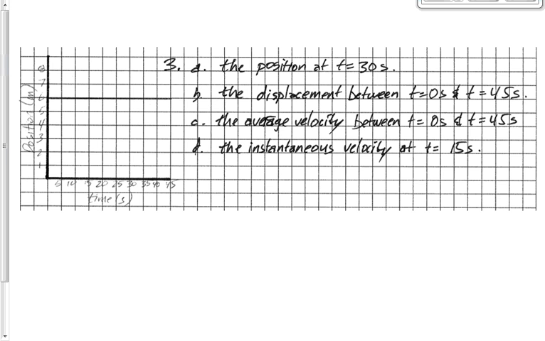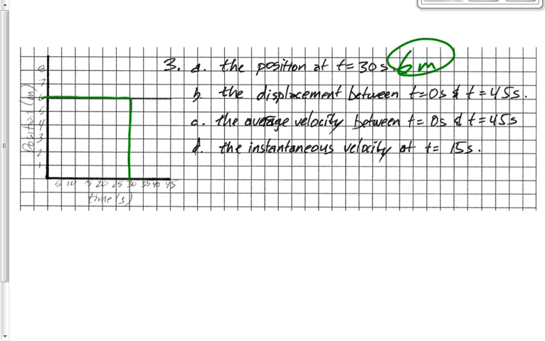Position at 30 seconds. This one's easier. Position at 30 seconds. Go up and over. Position is 6 meters. Between 0 and 45 seconds. It's easier, but sometimes it seems harder. What's the displacement between 0 and 45?